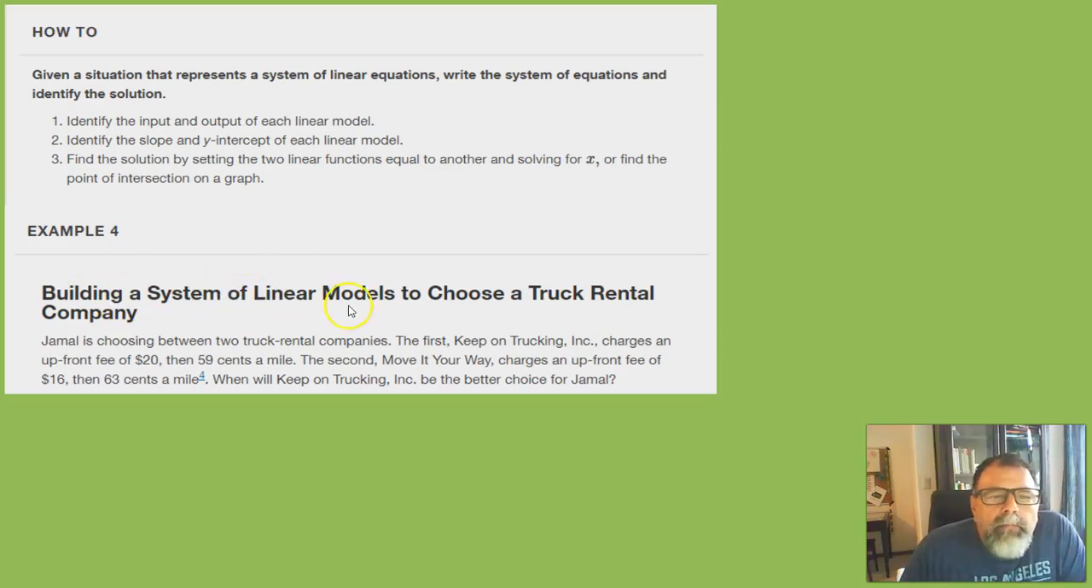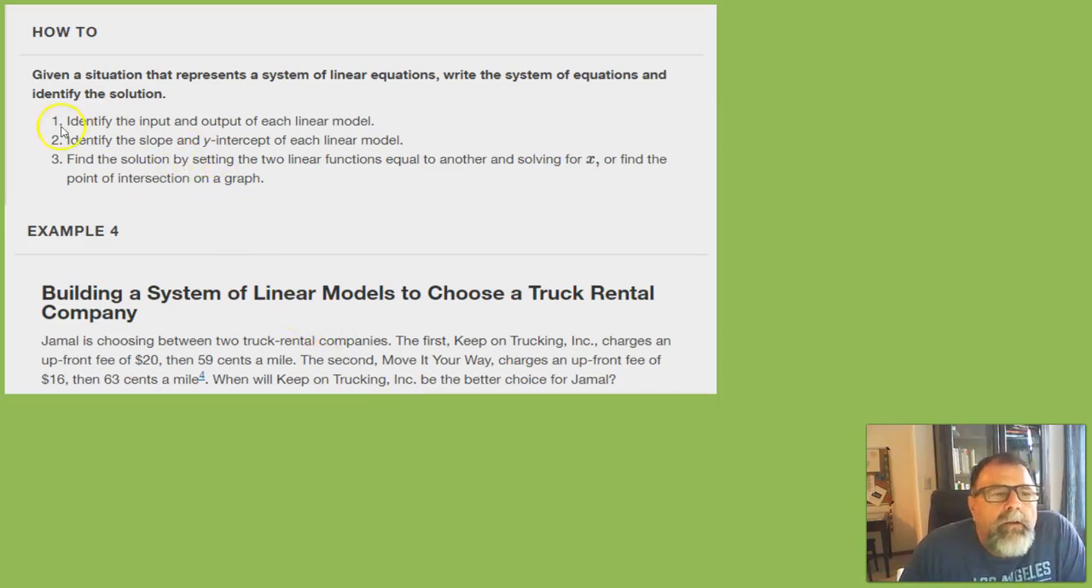Building a system of linear models, choose a truck rental company. So this is example 4. Jamal is choosing between 2 truck rental companies. The first, Keep On Trucking Incorporated, charges an upfront fee of $20, then 59 cents a mile. The second, Move It Your Way, charges an upfront fee of $16, then 63 cents a mile. When will Keep On Trucking Incorporated be the better choice?